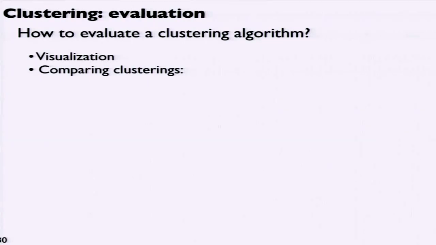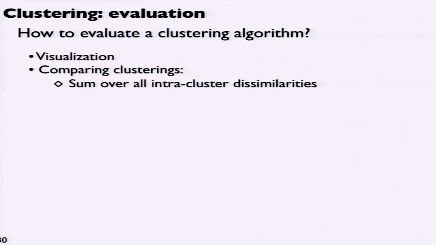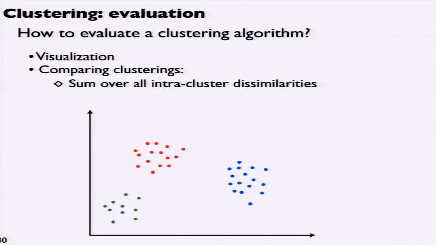Now, I did mention that there were metrics for comparing clusterings, and I just want to go over a few of them so you're familiar. And they're not totally useless. I don't want to give that impression. So one option is to sum over all of the intra-cluster dissimilarities. So what are we doing here? We're summing over all of the dissimilarities between 2 points that are in the same cluster, and we're not summing over all of the points that are in different clusters.